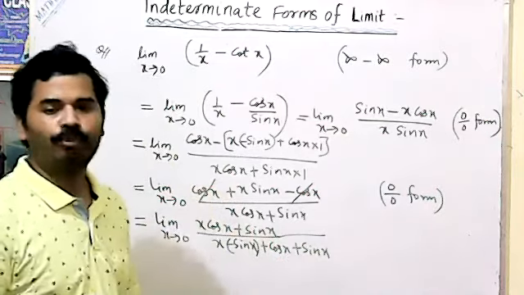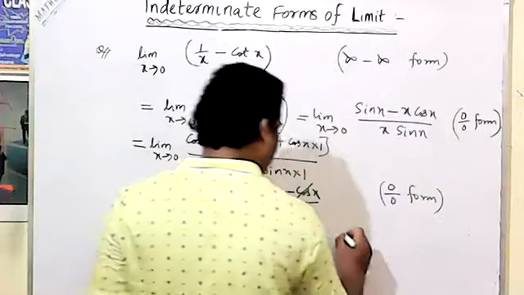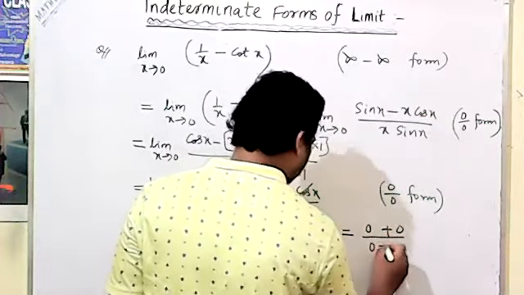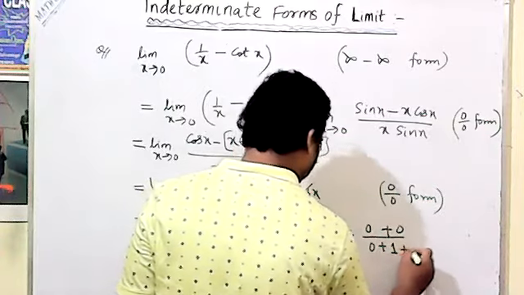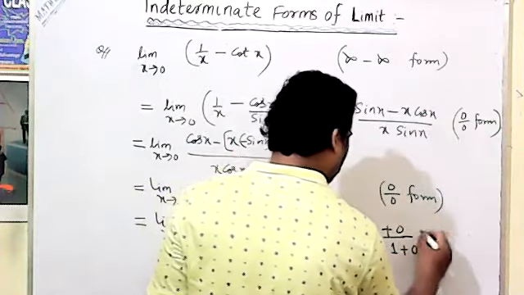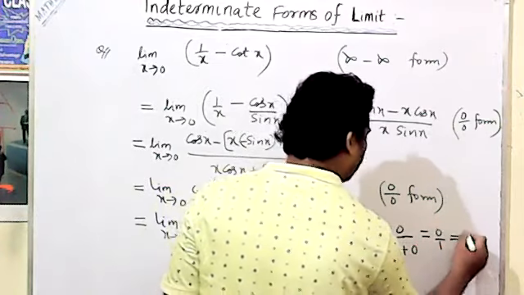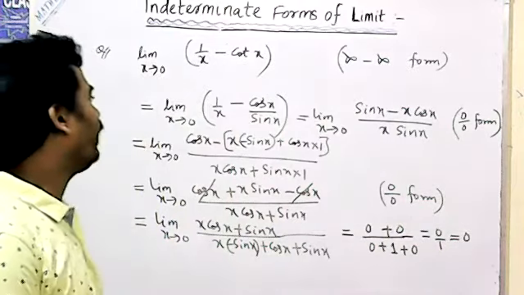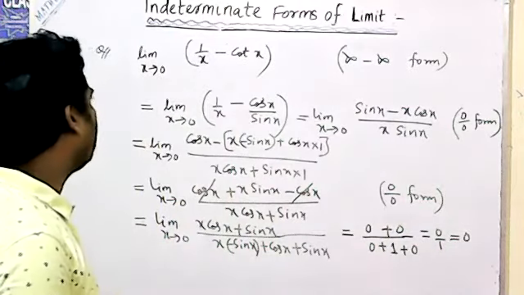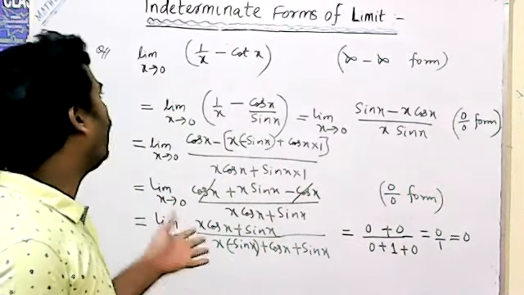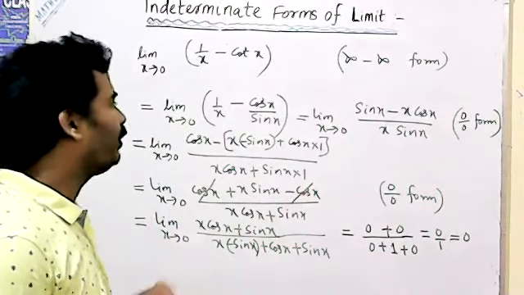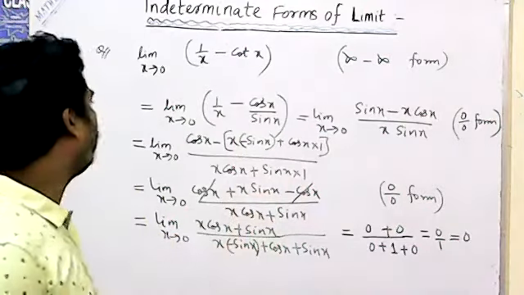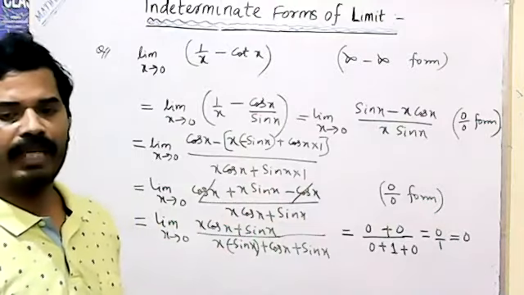Means it is not a 0 by 0 form. So directly put the value. This is 0, this is 0, this is 0, cos 0 is equal to 1, sin 0 is equal to 0. So what value comes? 0 by 1, its value is equal to 0. If infinity by infinity form is there, then you can also apply L'Hopital's rule, means by changing to 0 by 0 form, you can find out the value of the limit.